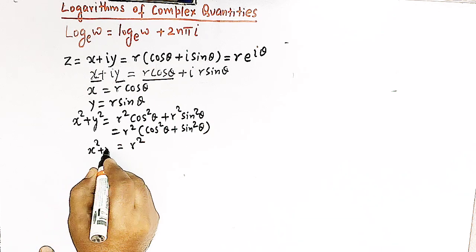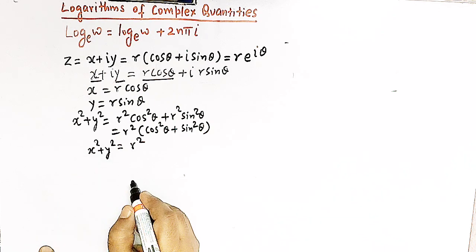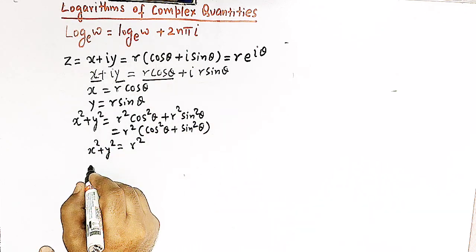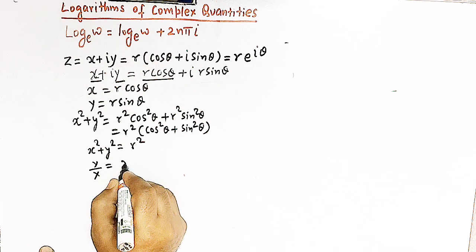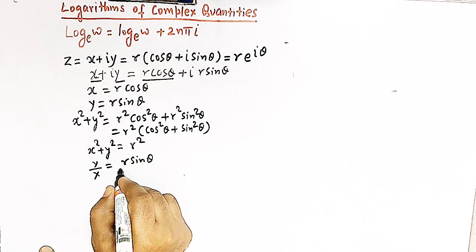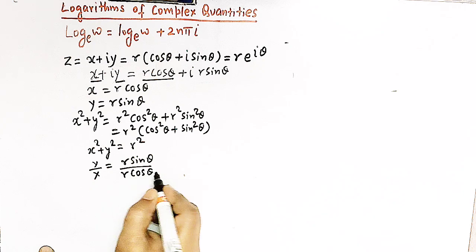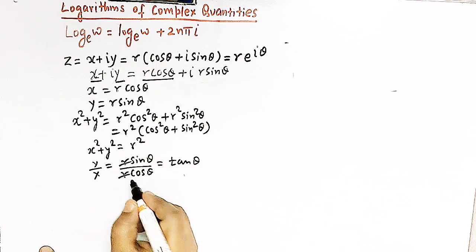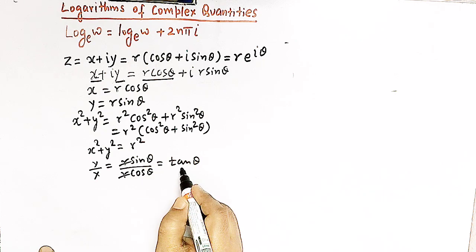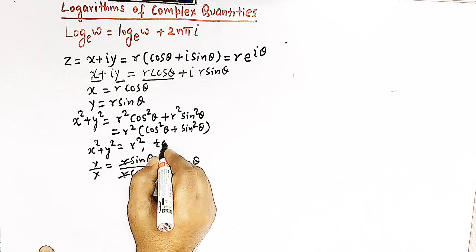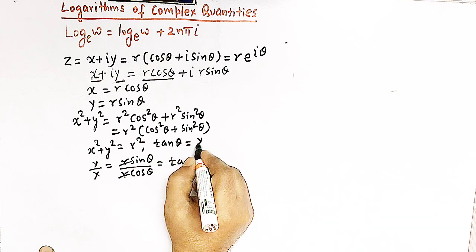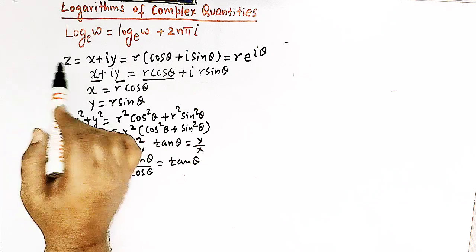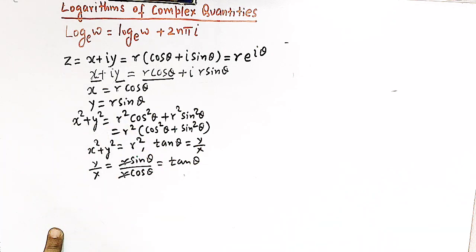So here we have x square plus y square is equal to r square, and if we divide y by x, then we have y over x is equal to r sine theta divided by r cos theta, that is equal to tan theta, because r and r get cancelled and sine theta over cosine theta is tan theta. So we have tan theta is equal to y over x, right? Okay, so now we have z is equal to x plus iota y.